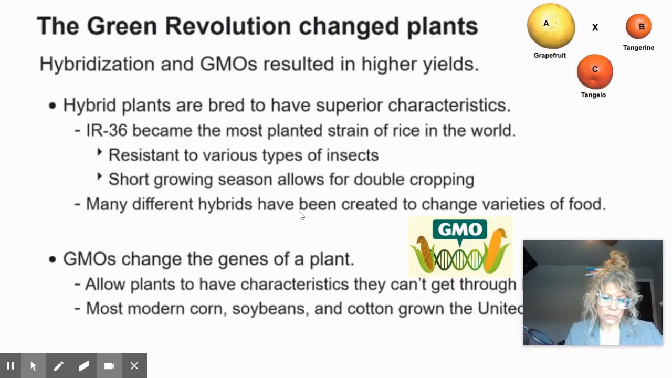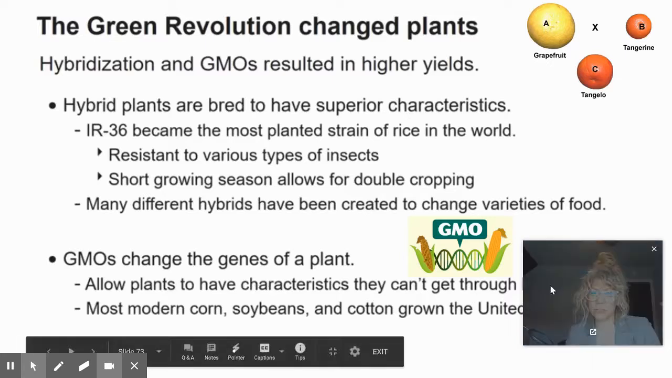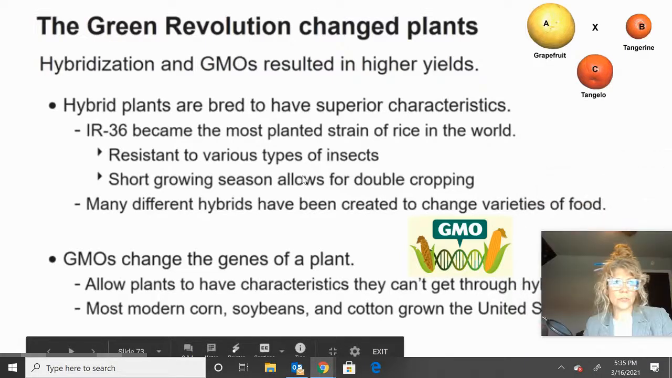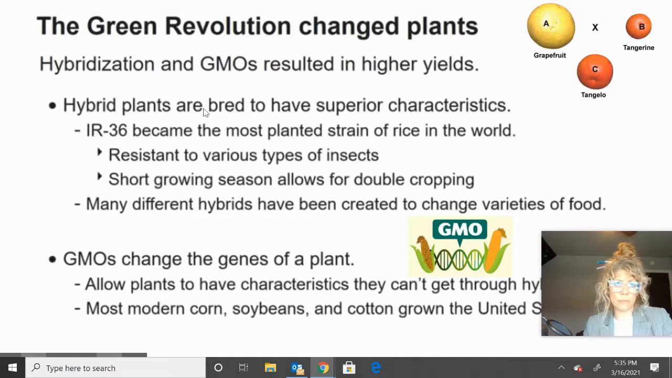So the way your notes are set up, we have three big concepts: changing of plants, and then introduction of chemicals, and then some new farming methods. So I'm going to go through them, give you kind of a definition, and then I'll tell you how it was impacted. So let's first start with changing of plants, hybridization. Make sure you know what that means.